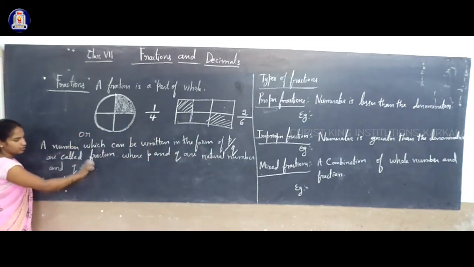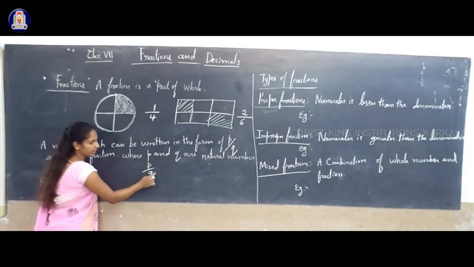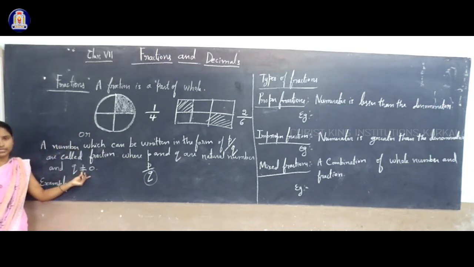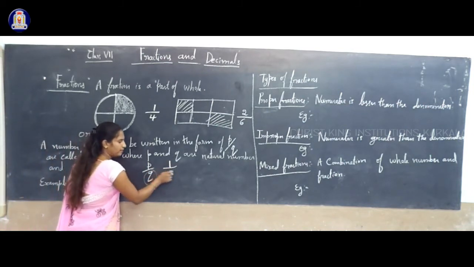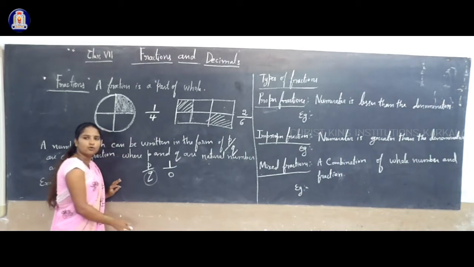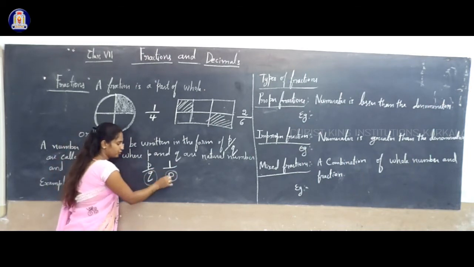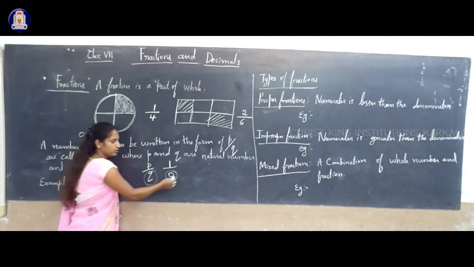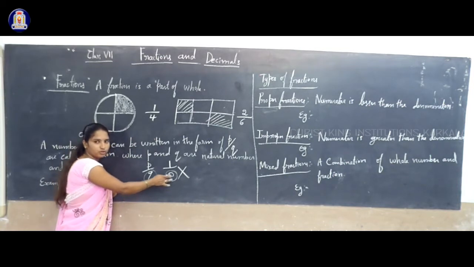Why is Q not equal to 0? See, P by Q form, right? So if the denominator is 0, Q should not be equal to 0. Means 1 by 0. The value of 1 by 0 is not defined, right? So the denominator Q value is here 0. This is not possible. So Q should not be equal to 0.